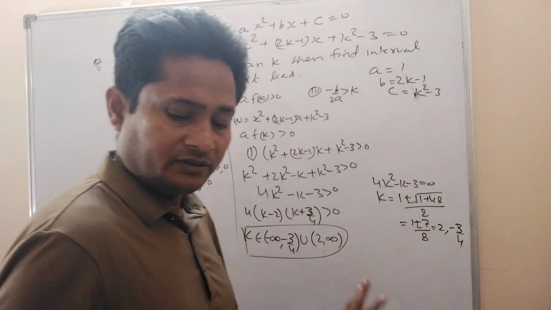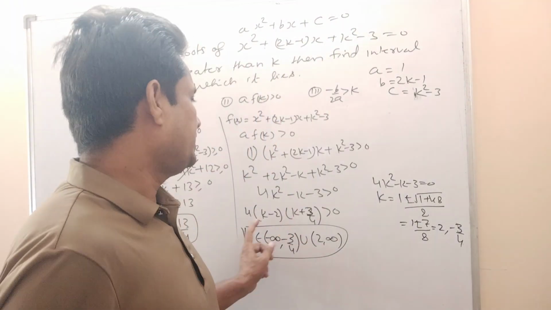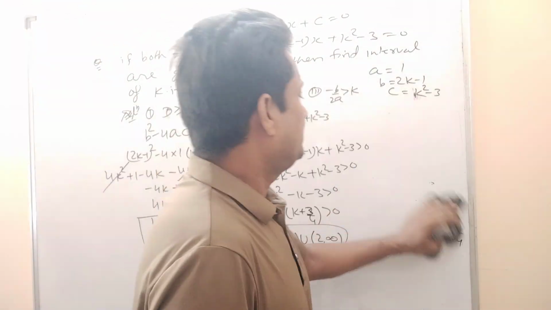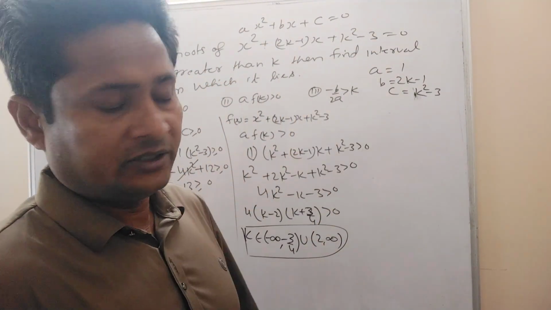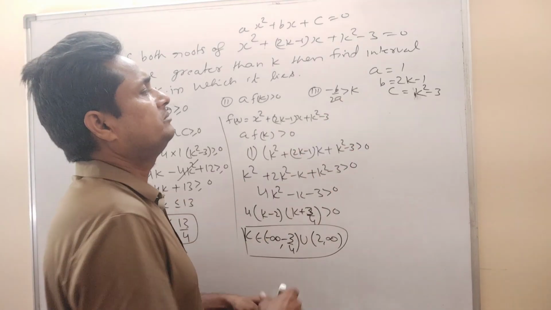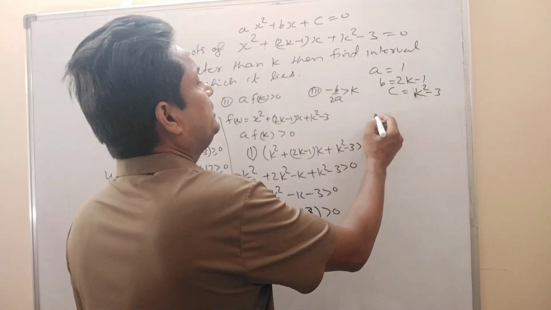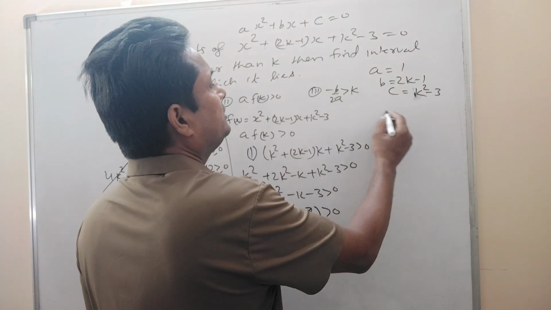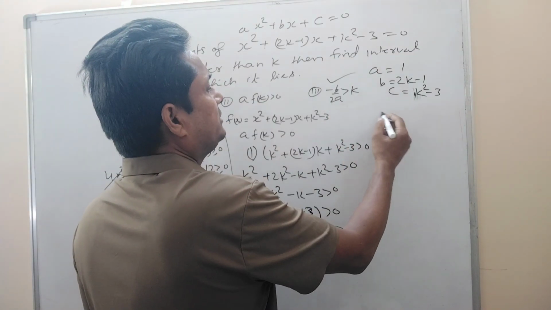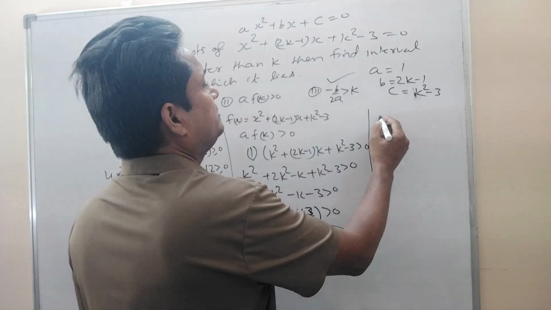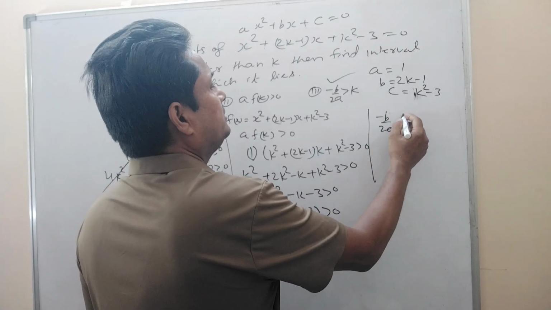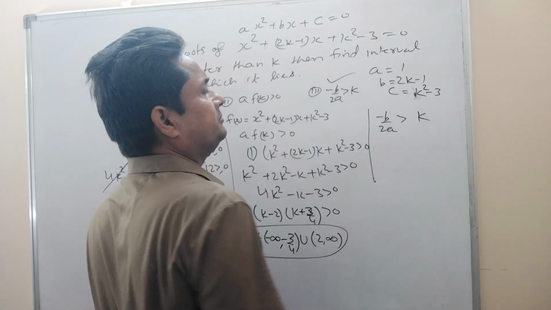So you know this one, solving this type of quadratic inequality. Now solve the third case. The third case is what? Minus b by twice a must be greater than k. We are solving the third case. That means minus b by twice a will be greater than k.